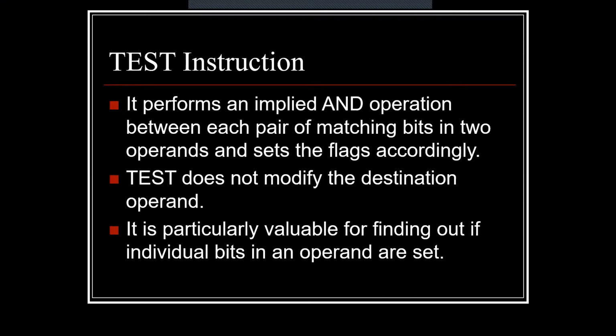It will perform an implied AND operation between each pair of matching bits in the operands, and set the flags accordingly. So if the value is the same, the zero flag is going to be set. Later we're going to discuss why. It does not modify the destination operand, which means it doesn't affect anything, it just affects the flags. The zero flag is particularly valuable to find out if individual bits in an operand are set.